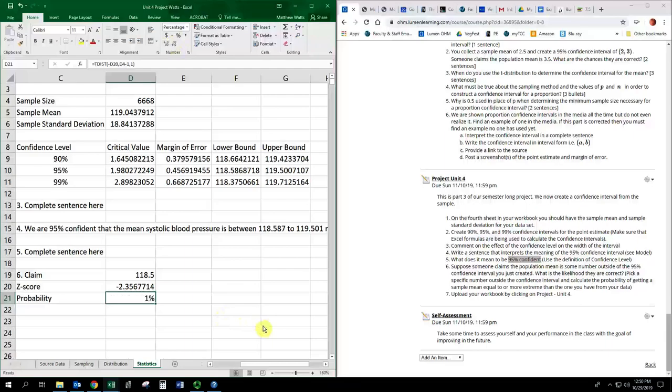All right, so then as usual, just go ahead and save your spreadsheet because we'll use this again. We have one last part of this project in Unit 5, and upload that by clicking right on Project Unit 4. Save and upload that spreadsheet.